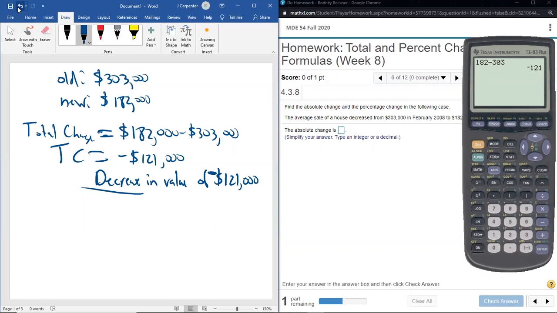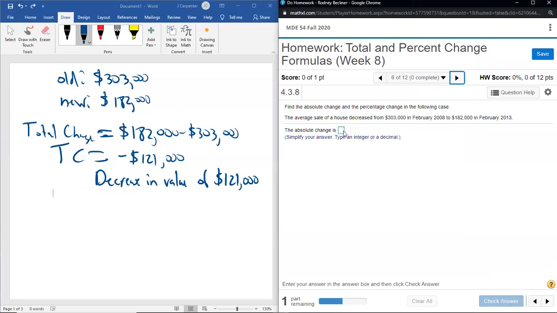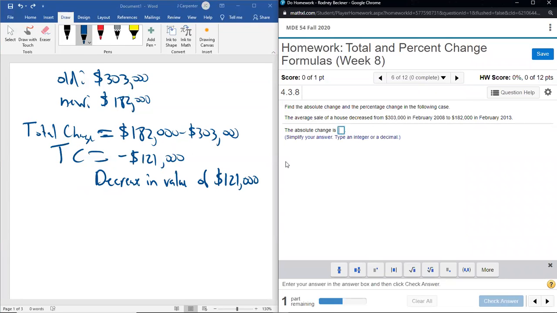Now remember, when you use the word decrease, you do not put a negative there. The decrease implies that that action is negative. So it just depends on how they're phrasing things. So since they say the absolute change is, they do want the negative. They're not asking us to write out the decrease is this or the increase is that.